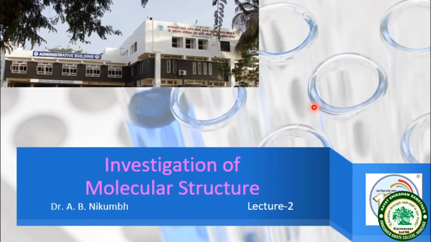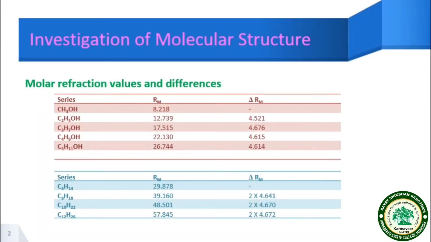In our last lecture, we have seen the first physical property which is used to study the molecular structure, and that one is molar refraction. And we have also seen how, by using molar refraction, the different simple molecules are confirmed by evaluating the molar refraction values and comparing them with experimentally observed values.